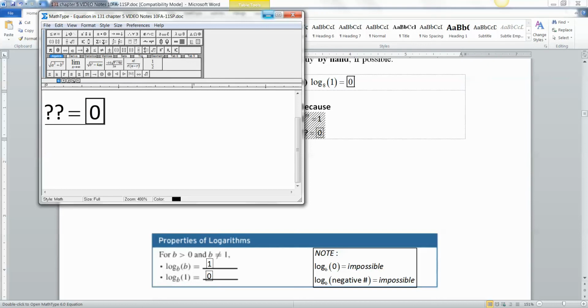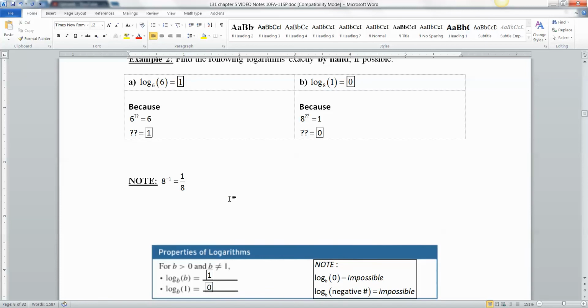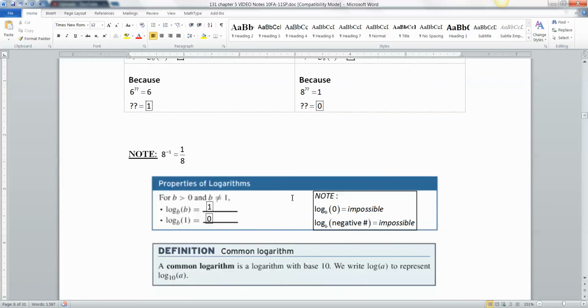Okay? So I just wanted to throw those in there for you just to note. So note, I'll put it right here. The reason those work is because you can't take 8 or any number to a power and get 0. You can't take any number to a power and get a negative. It's not possible, right? Never going to happen. Never.